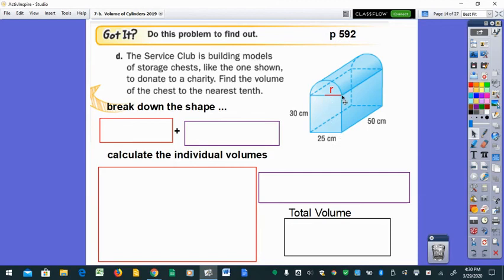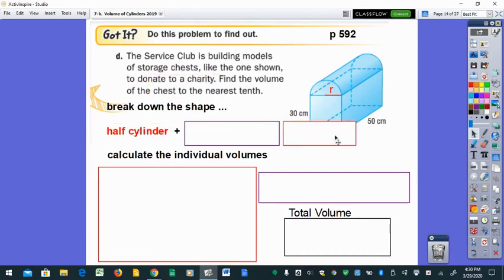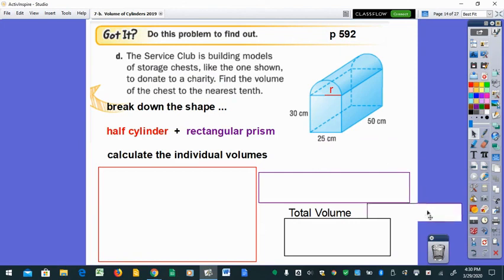And then the cylinder is laying down, kind of like it's sleeping. So the height of the cylinder is actually running along here. It kind of fell over. So you can see that its height would be this 50 centimeters. That this would also be 50 centimeters. So we're going to have to break down the shape. We already talked about there's going to be half of a cylinder sitting on top of a rectangular prism.